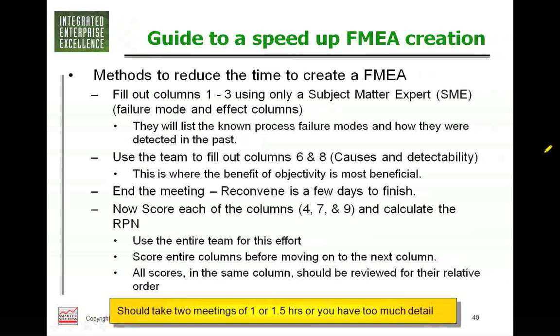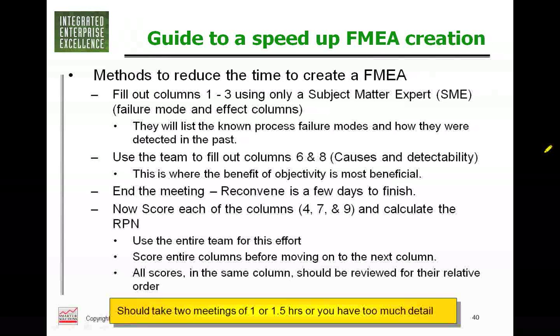So listed here are some guidelines you might find beneficial for speeding up the creation of this. One thing you could do is have the subject matter expert fill out columns 1 to 3 using only the subject matter expert. They list only the known process failure modes and how they were detected in the past. And then the team gets involved in columns like 6 and 8, so now we're doing causes and detectability.